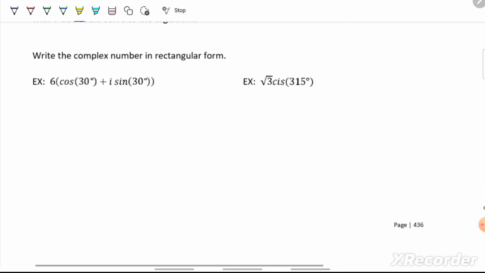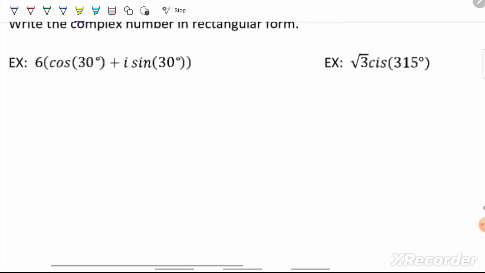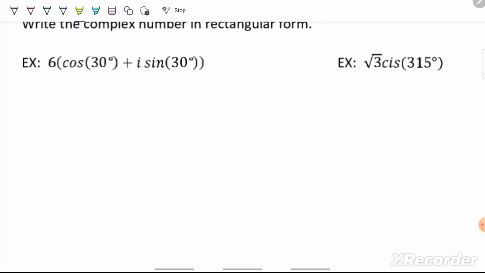Let's write each complex number in rectangular form. This is not hard. All we have to do is find our exact trig values and then clean it up. In our first example, we have 6 times the quantity cosine of 30 degrees plus i sine of 30 degrees. I'd be inclined to distribute the 6 right away.